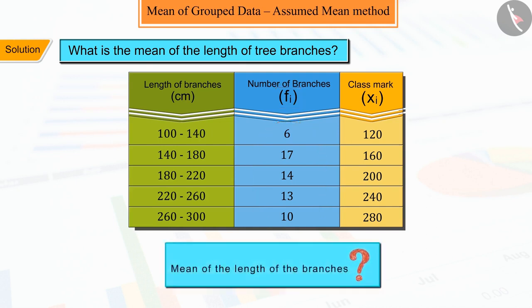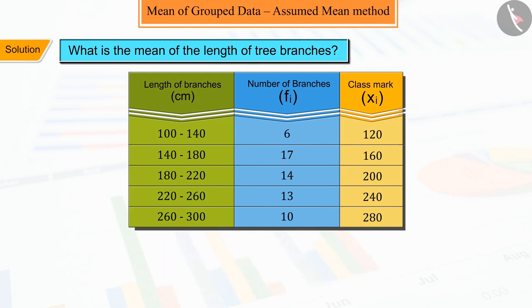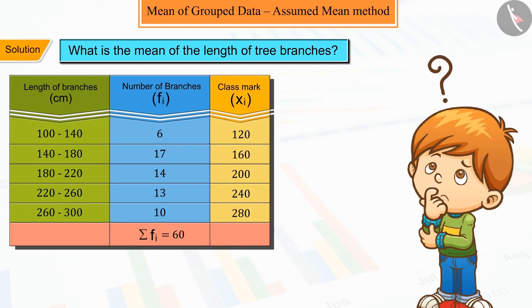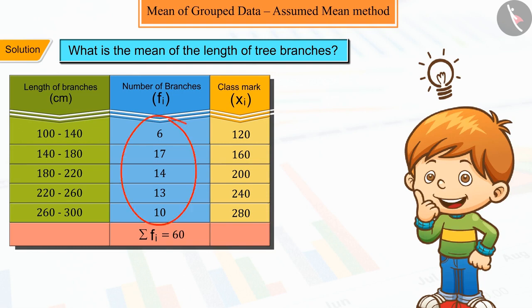Since we have to find the mean of the lengths of the branches, which can be calculated by dividing the summation of the product of fi xi by the summation of fi, but it takes more time. So how can you make it simpler? Come, let's see. Here we cannot do anything with fi, but xi can be reduced to a smaller value, and hence our calculation becomes easier.